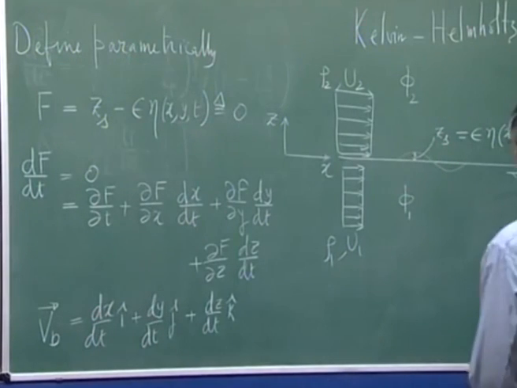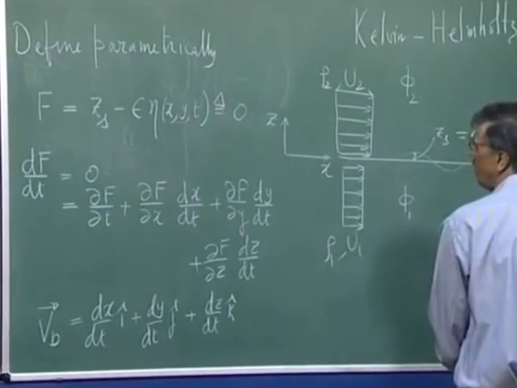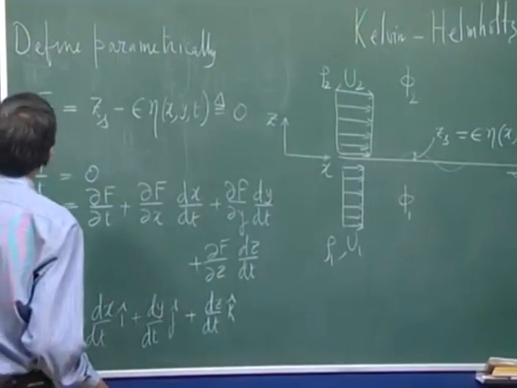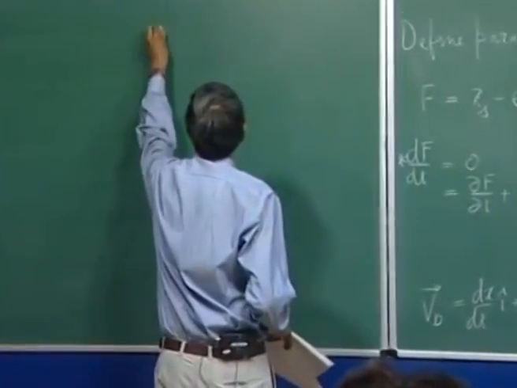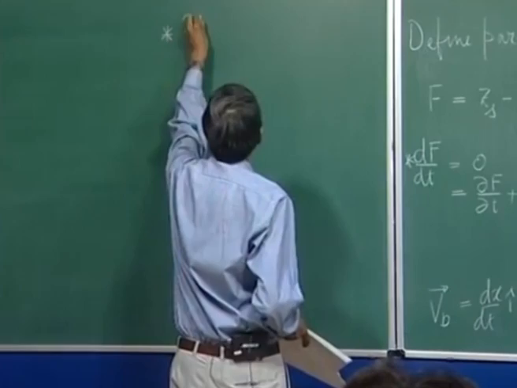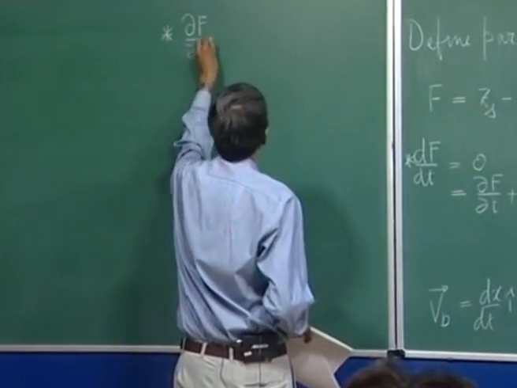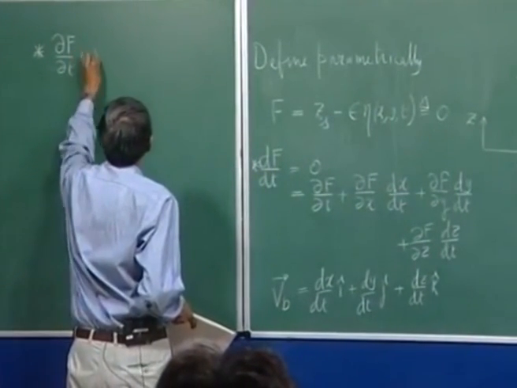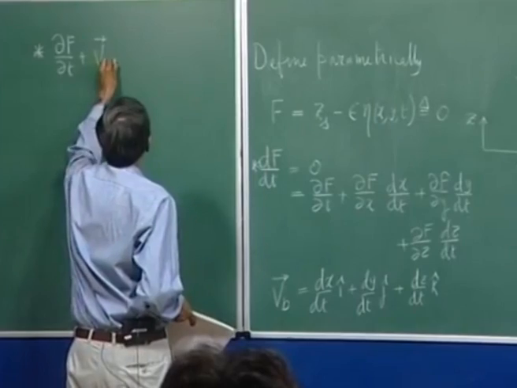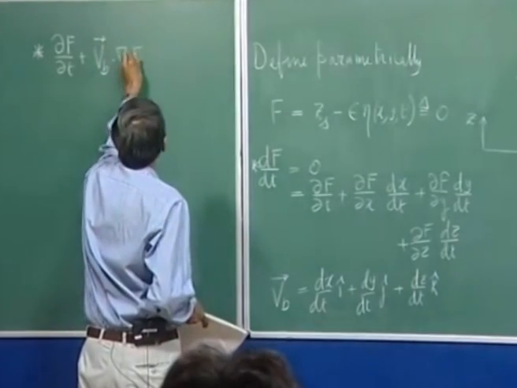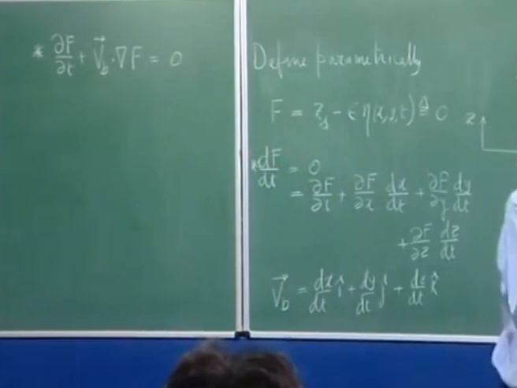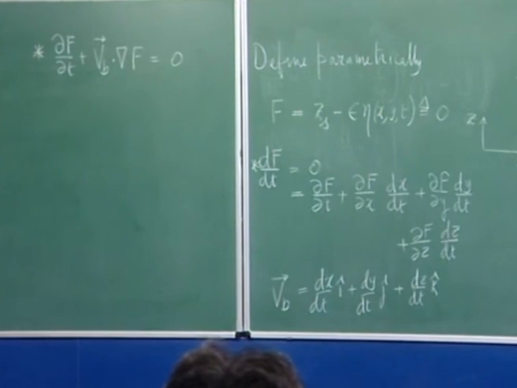Now, if I look at it, I could write this equation in this form: del f del t plus V b dot gradient f. So, this is written more like a coordinate frame independent quantity, right. So, we are talking about a coordinate frame independent quantity.